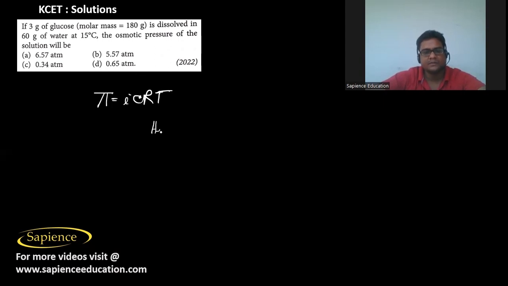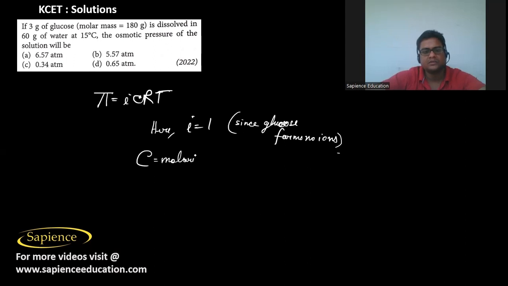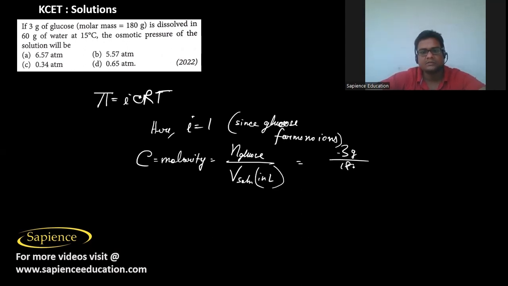So here, the Van 't Hoff factor i will be equal to 1, since glucose forms no ions in the solution. And then C is the molarity of the solution. So that will be equal to the number of moles of glucose divided by the volume of the solution in liters. So the number of moles of glucose will be 3 gram divided by 180 gram, and 60 gram of water is used.